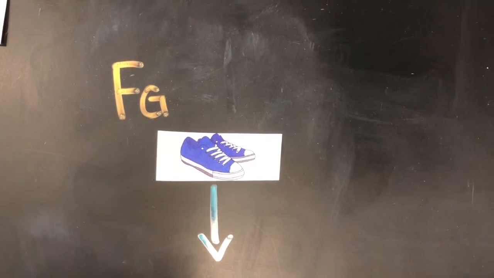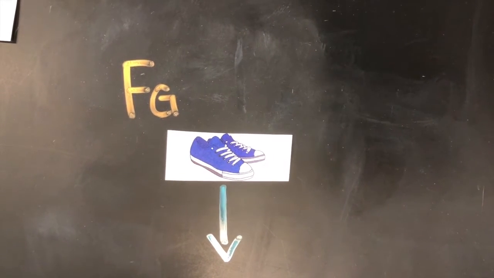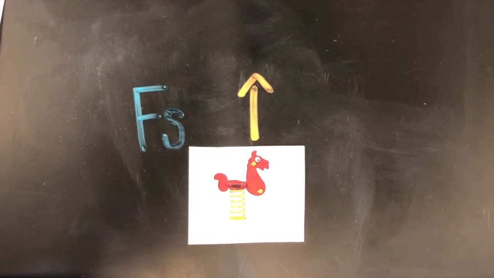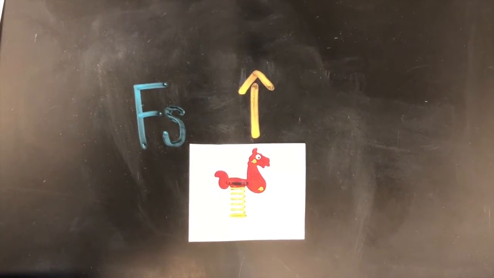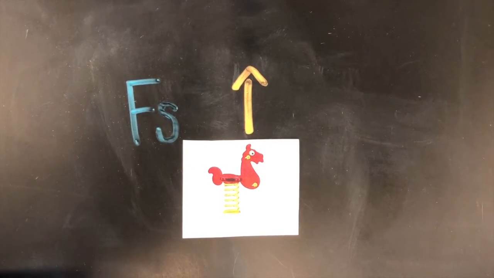Gravitational force is the force exerted on every object on the Earth from the Earth. An example of this would be shoes staying on the ground due to gravity. Spring force is the force from a spring when it pushes or pulls the object that is attached to it. An example of this would be the spring holding up a horse.